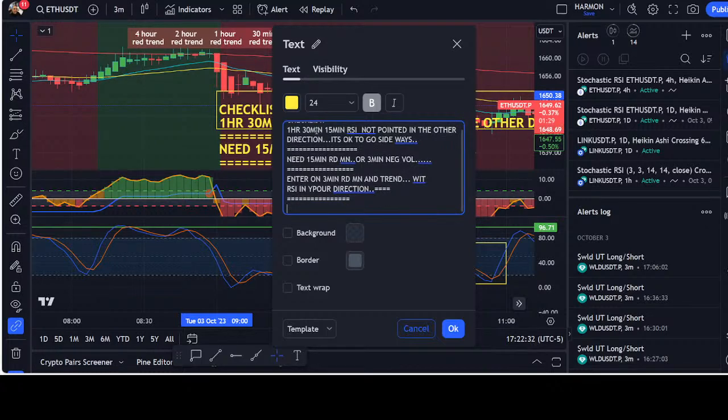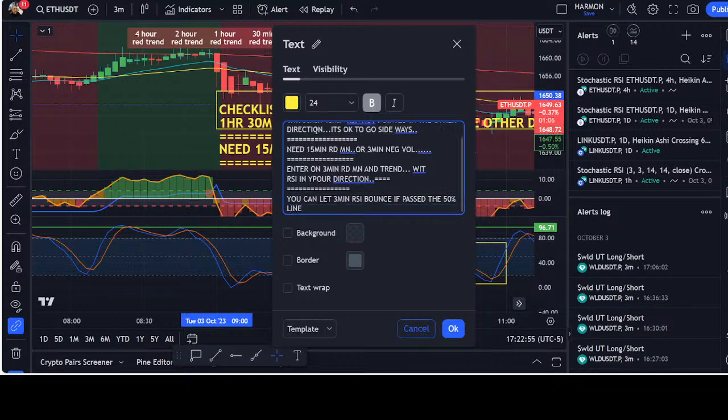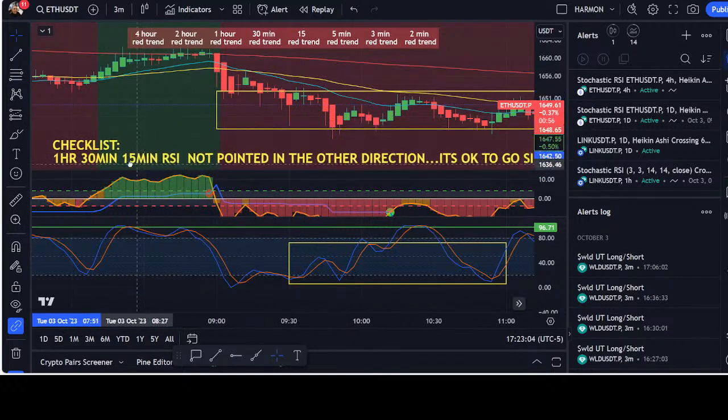Side note, you can let the 3-minute RSI bounce if it's past the 50% mark, the 50% line. That's pretty much it, guys. That's the breakdown. So let's take a look at that and see what that is here.